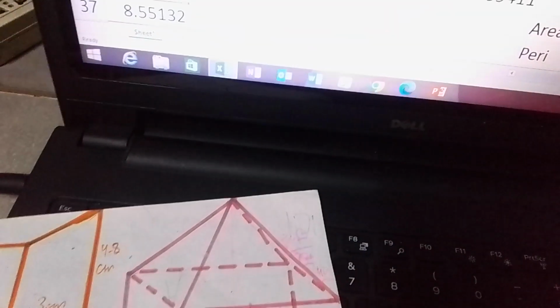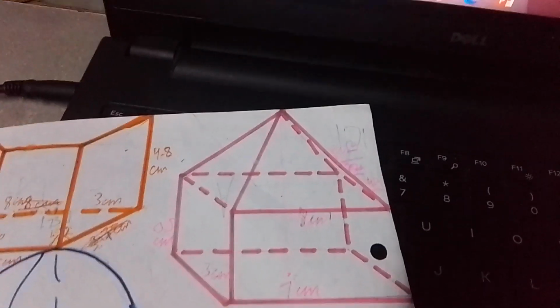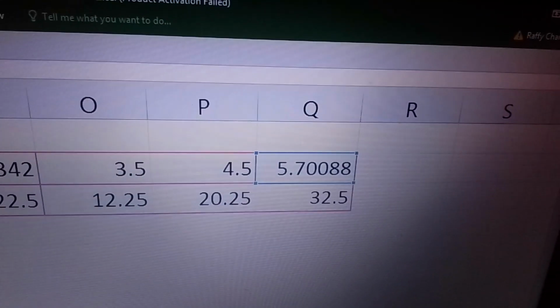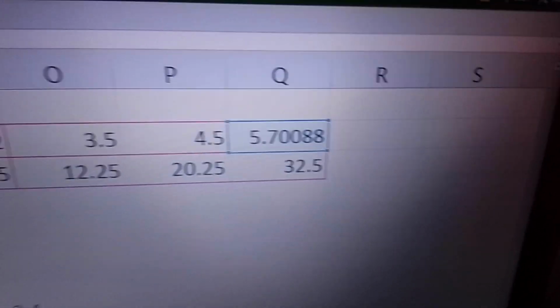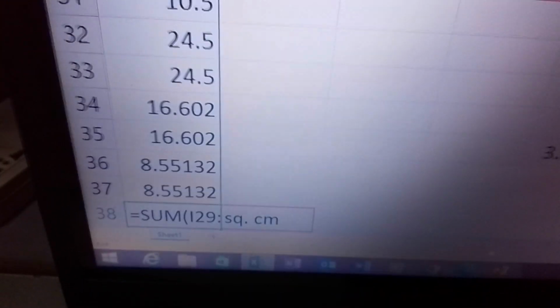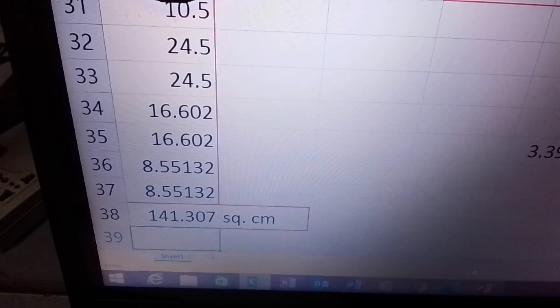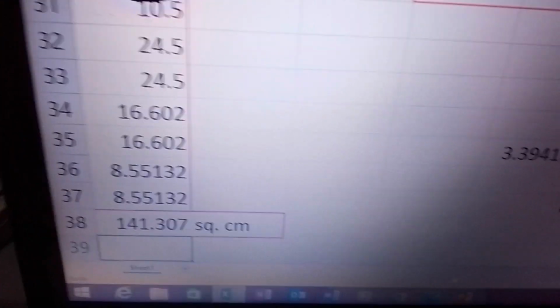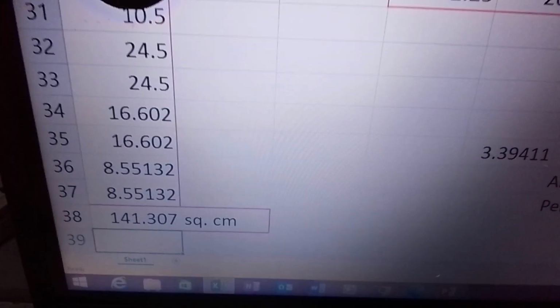And then this one, yung 3, it became the base of 3 times this one, which is 5.7008, and then divide by 2. We should get this answer. Same pa rin dito. Then last but not least, we add everything up. Isum na namin yung lahat. Nakita mo lahat yung mga hin-highlight ko? That is the one I highlighted. And with that, we should get the answer of 141.307 square centimeters. That is the surface area of the figure.